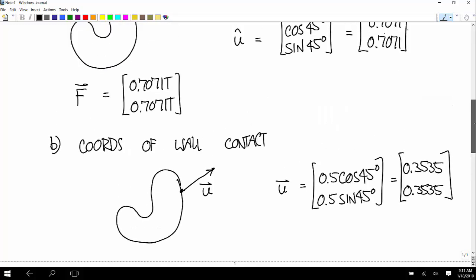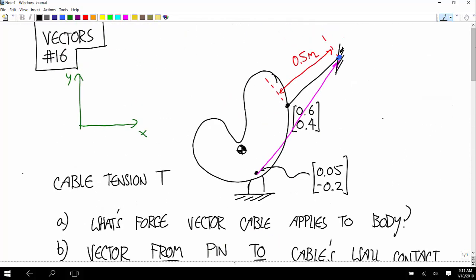And now all we have to do is, to come up with the coordinates of this point, we can just add the coordinates of this point to that vector. You can just always think of coordinates as vectors from the origin to a point. So the coordinates here, 0.6, 0.4, are just a vector from the origin to here. And then to come up with the coordinates there, we're just adding the vector from the origin to 0.6, 0.4 to this new vector, 0.35, 0.35.